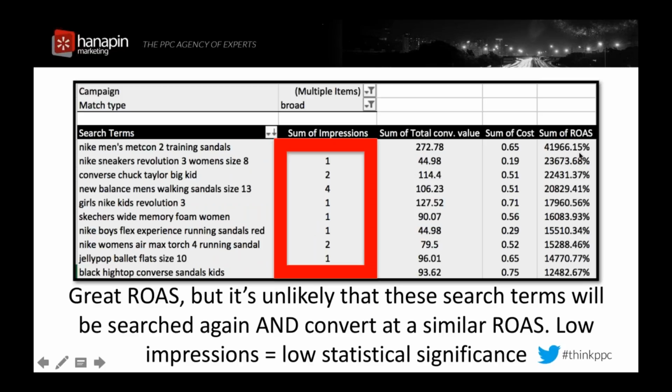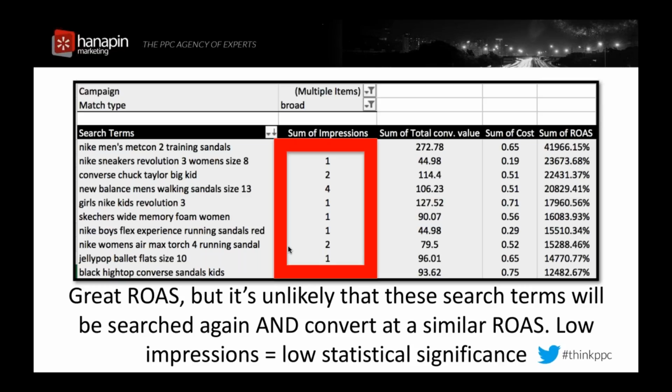In this screenshot over on the far right, we have all of the incredibly high return on ad spend search terms. However, the reason that those return on ad spend are so high is because the impressions were between 1 and 5, which is statistically insignificant, and we don't really want to bet on the fact that, for example, Nike Boys Flex Experience Running Sandals Red should be an exact search term in the account. It's incredibly specific. It's only had one impression. So really, it's not worth our time right now because it's not likely to happen again.